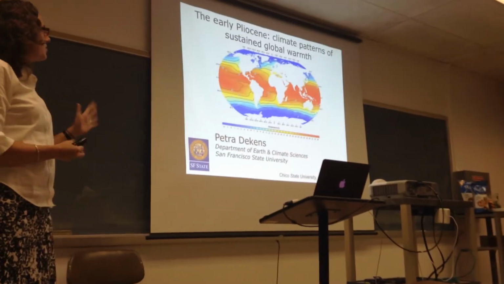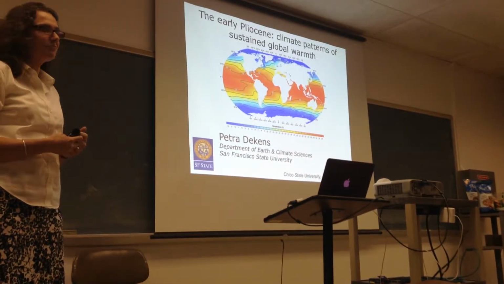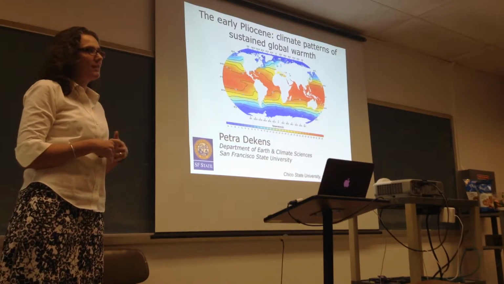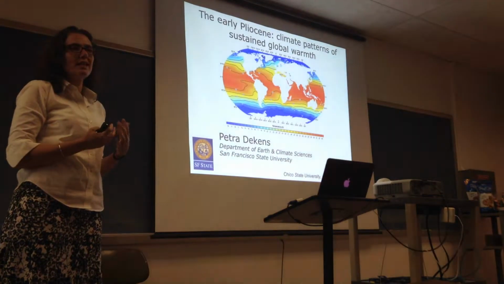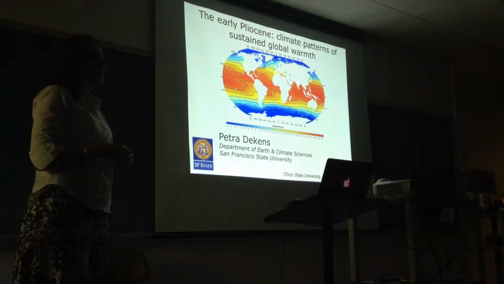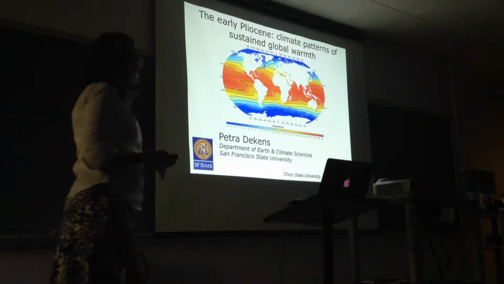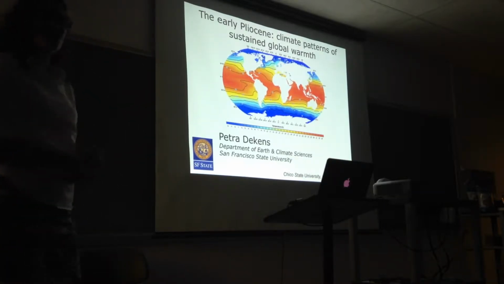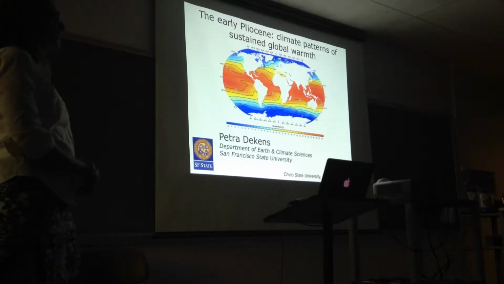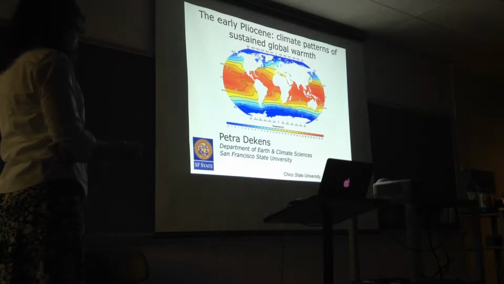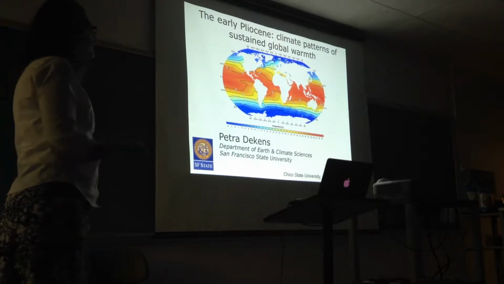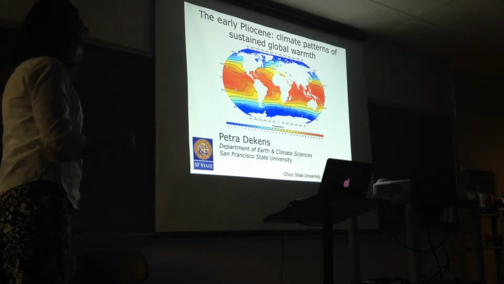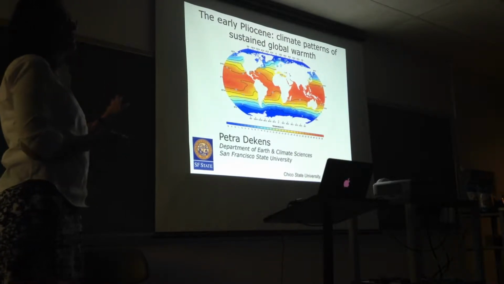So I'm going to talk to you today about the early Pliocene and about the patterns that we can see from the early Pliocene, and a little bit about what the lessons are that we can learn about what a warmer climate looks like. So this is a map of sea surface temperature for those of you that are not oceanography types in the room, which is probably most of you. So I'm going to show you this figure over and over and over again, so let's get used to it now.